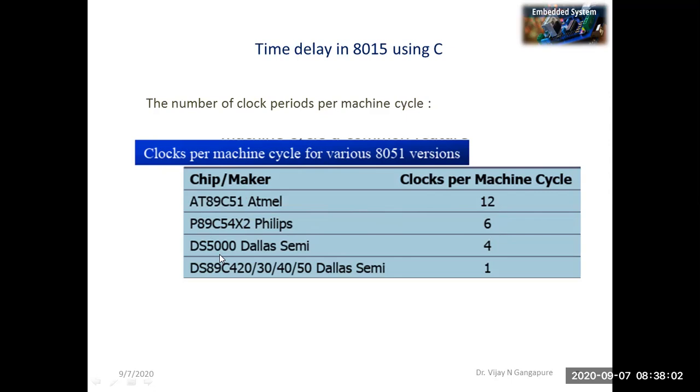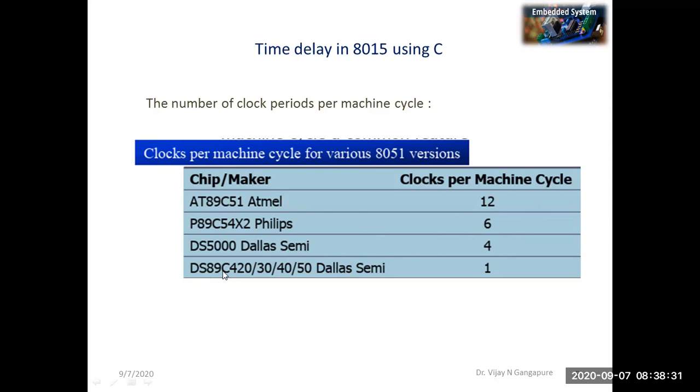Same in case of the third one, the DS5000 microcontroller manufactured by Dallas Semiconductor. It requires 4 clocks per machine cycle. So that means for a particular instruction, the time required by this Dallas Semiconductor microcontroller is one third as compared to this 8089C51 Atmel microcontroller.